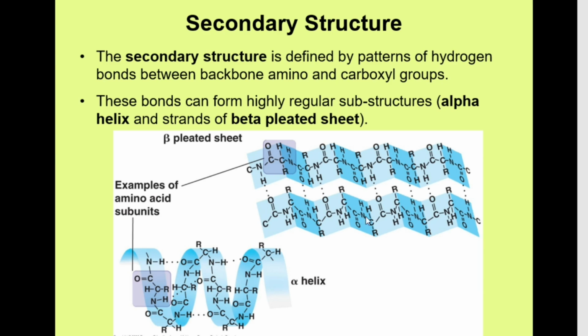These parallel sections are what are referred to as beta-pleated sheets. We also get a second type of structure that appears within secondary structure, and that is these areas of spiral or coils that tend to form. And again, they're just held together by hydrogen bonds between those backbone elements.